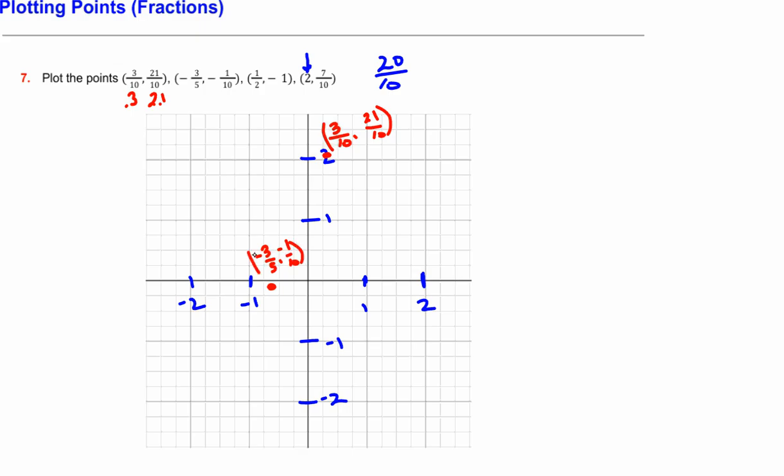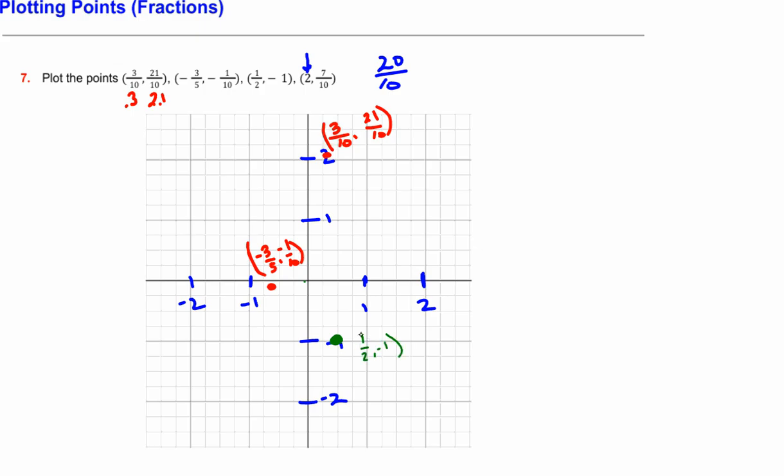Should maybe write a little bit nicer. Put a parenthesis. That looked a lot like a 1. All right. How about a half and -1? That's a lot easier. Over a half, because it's halfway from 0 to 1. So half and then down 1. So that would be right here. This is our ordered pair, 1/2, -1.